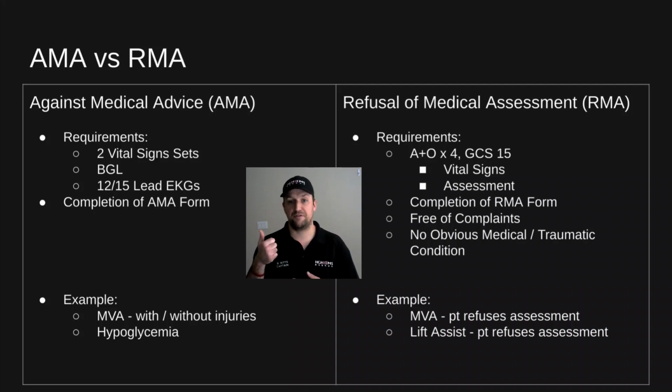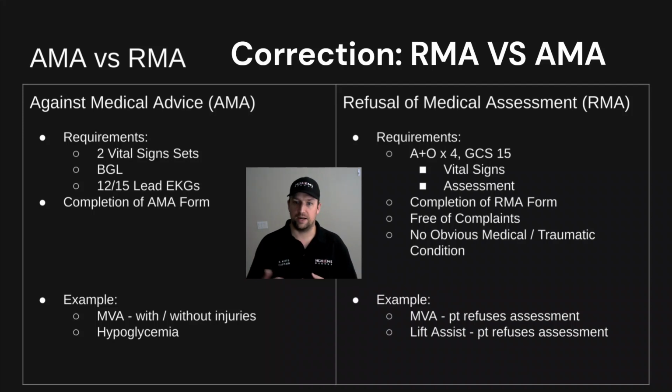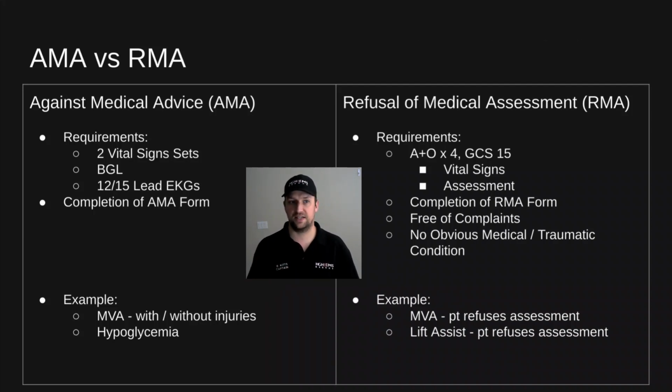The patient must be free of complaints and have no obvious medical or traumatic condition that you can observe. The example here is you get an MVA rollover because it was icy, patient's already out of the car, they're like, no, I don't want to be assessed, I'm totally fine. Then you would do an RMA versus an AMA. For the lift assist patient, they're totally refusing assessment. They're like, hey, I'm fine, I just need help up. But again, no complaint, no obvious medical or traumatic condition.